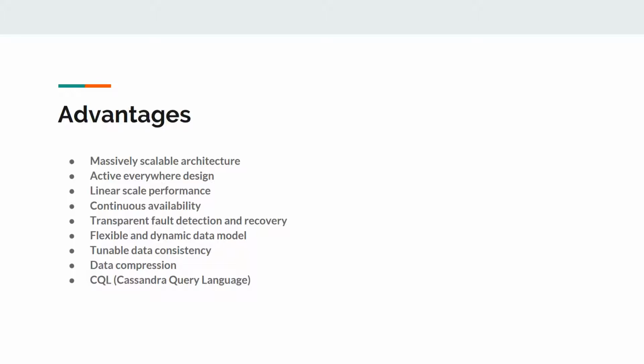Cassandra gives linear scale performance, that is, the ability to add nodes without going down, which produces predictable increases in performance. Cassandra also provides continuous availability, which means it offers redundancy of both data and node function. It eliminates single points of failure and provides constant uptime. Cassandra also has transparent fault detection and recovery methods, a flexible and dynamic data model, tunable data consistency, data compression, and its very own CQL, which stands for Cassandra Query Language.